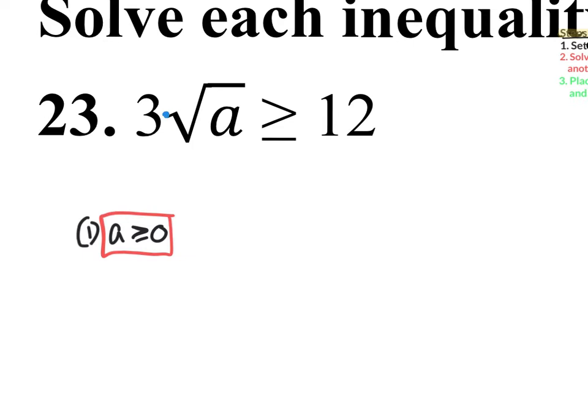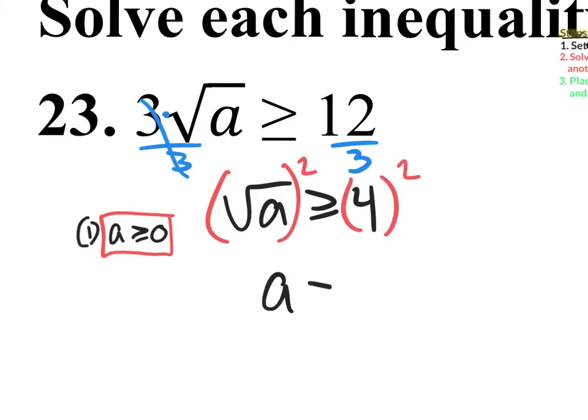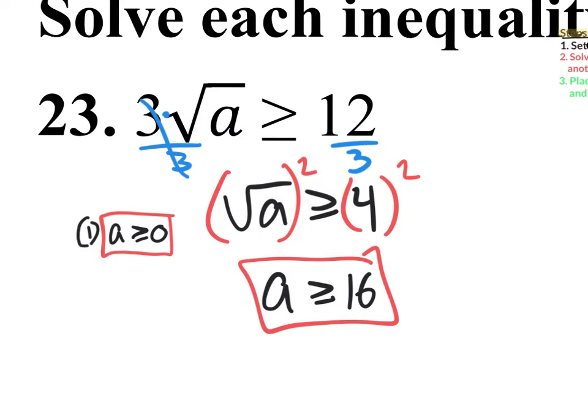Get rid of that 3 by dividing by 3, dividing by 3. What do we have left? We have the square root of a is greater than or equal to 4. I need to get rid of the square root, so I am going to square both sides. I will end up with a is greater than or equal to 4 times 4 is 16. And here is my other answer that step 2 is talking about.